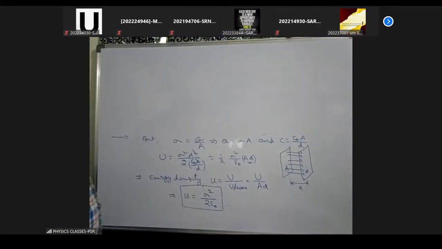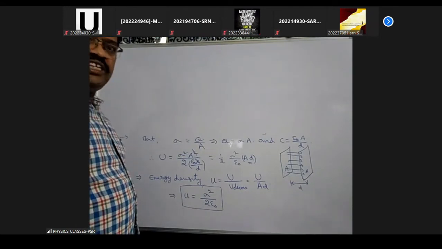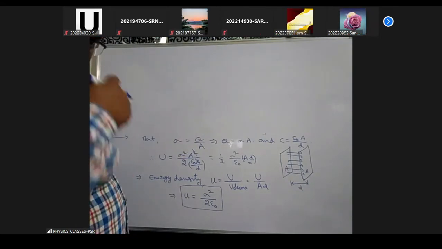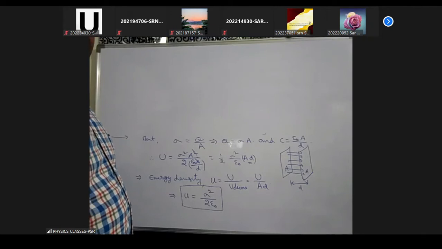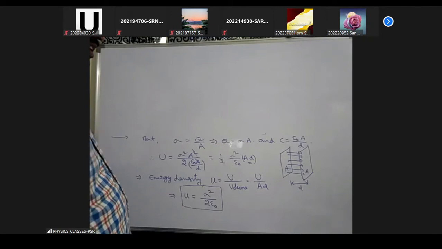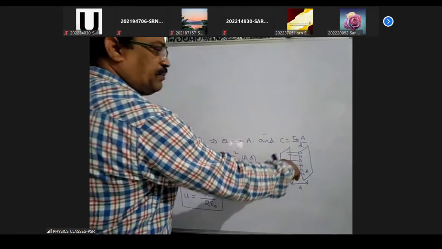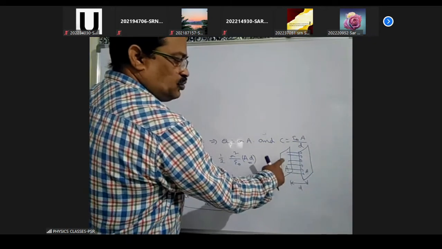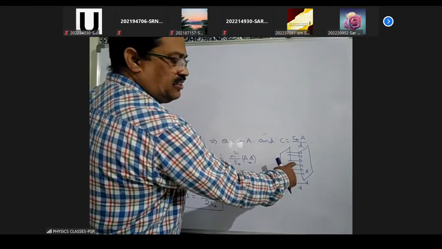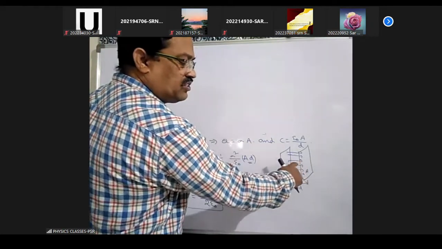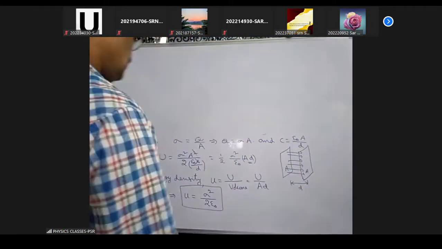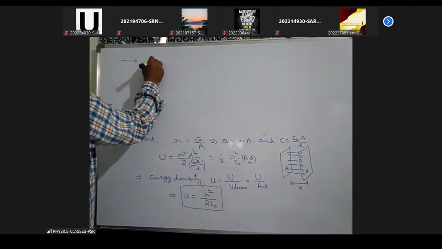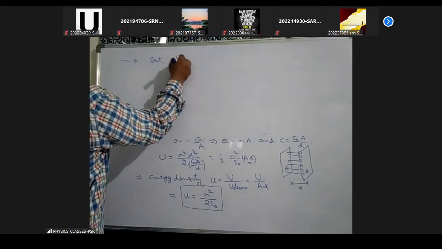What is the electric field due to a charged plane sheet? It is independent of distance and is given by sigma by 2 epsilon naught. But here in a parallel plate capacitor, two plates are there. Due to this plate, the electric field in between is sigma by 2 epsilon naught, and due to the other plate it is also sigma by 2 epsilon naught. So, next point.